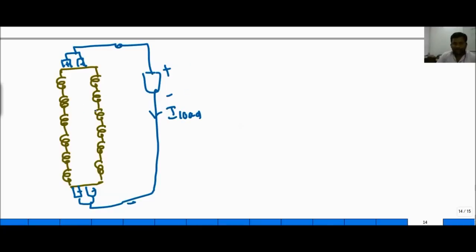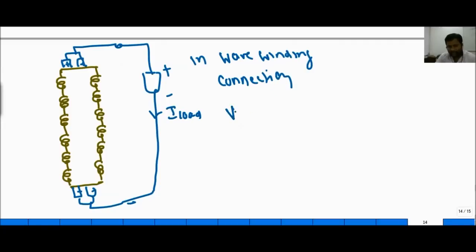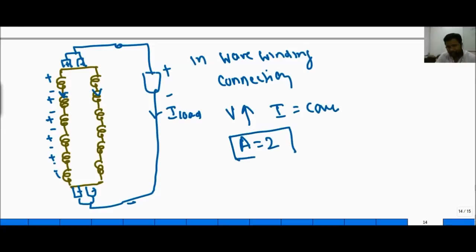So in a wave winding connection, we can say that voltage rating is increased. This is plus minus voltage. This is plus minus voltage. This is plus minus plus minus plus minus plus minus. But direction of current is same. The voltage rating increases. The current becomes constant, and number of parallel paths is equal to 2.